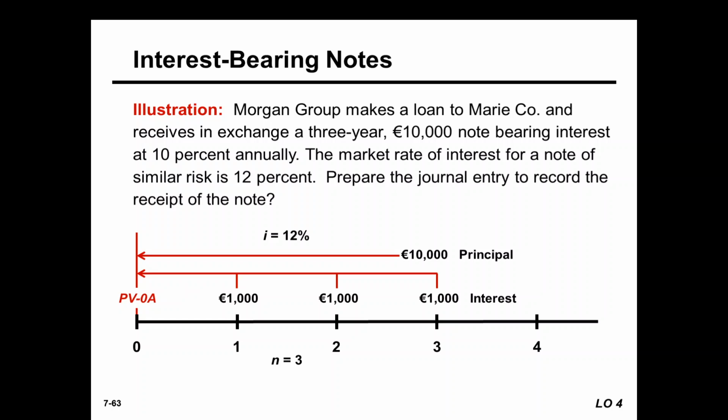Then we come to interest-bearing notes. Here we look at this example. Morgan Group makes a loan to Mary Co. and receives in exchange a 3-year, 10,000 note bearing interest at 10%, but the market rate is 12%. So the market rate is 12%. This rate, as you know, is used to calculate the present value of the principal and the interest.